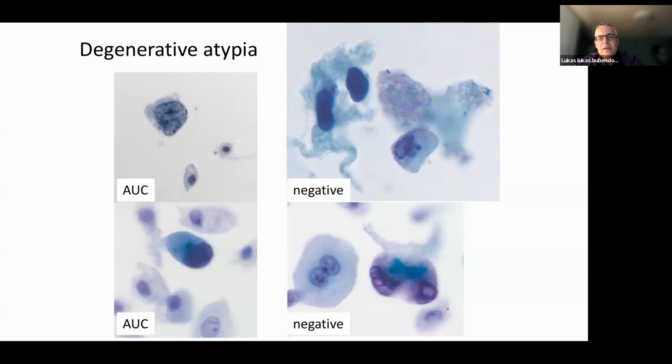On the right, you clearly see the cytoplasm is gone or is degenerating, the nuclei decay. We have apoptotic changes, but the NC ratio is not high. This is clearly just degenerated cells. It's just negative.